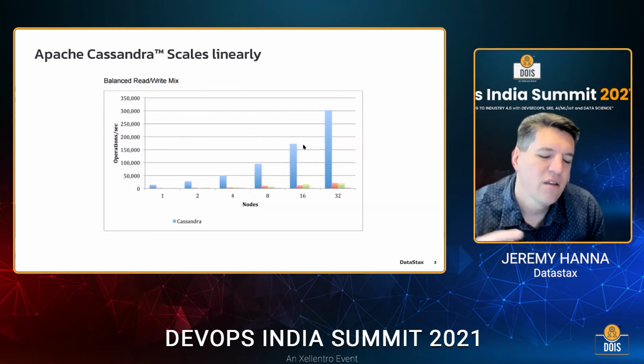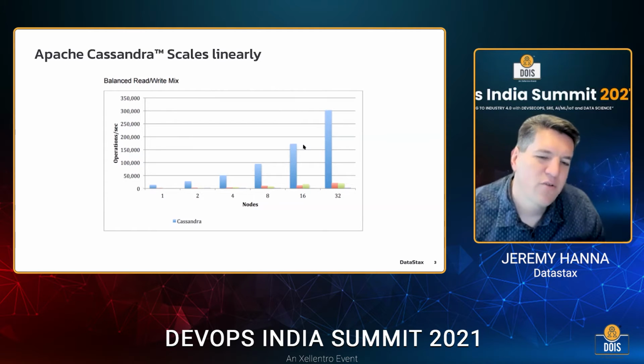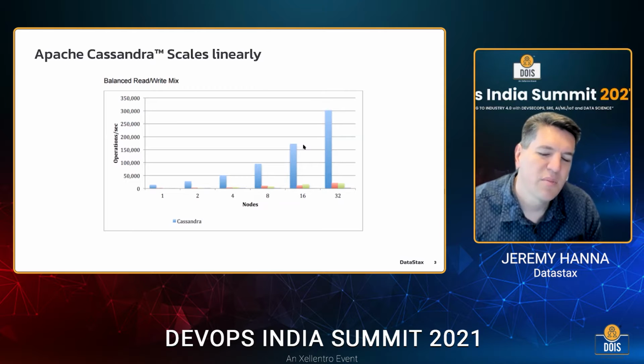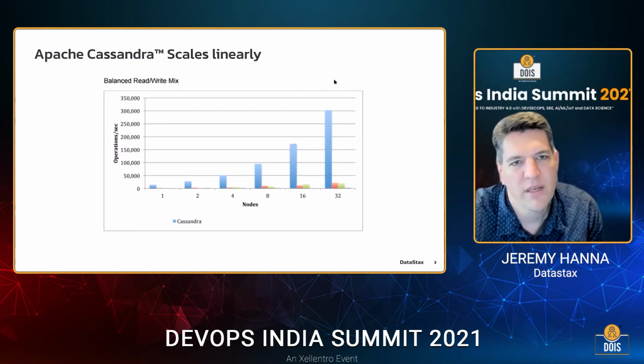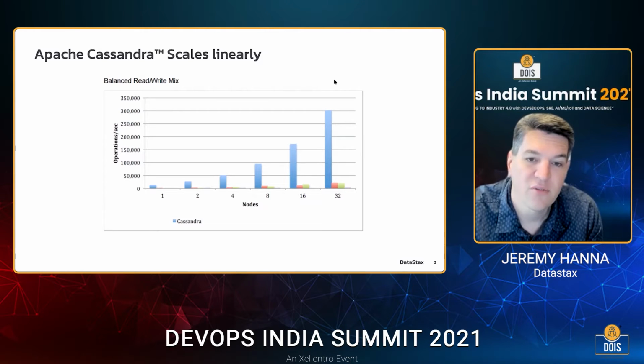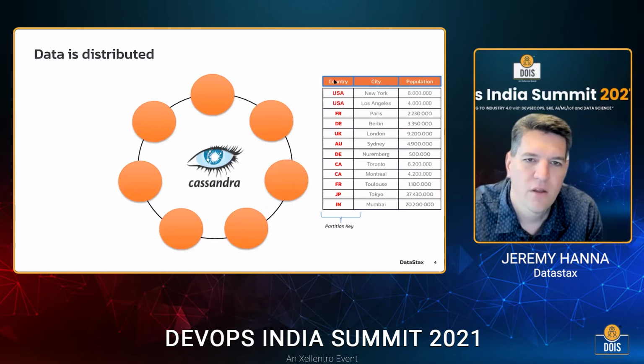So it partitions and replicates the data for you, and then it scales the database for you. And we'll talk about how it does that a little bit before we get into the talk about K8ssandra and the Kubernetes integration with Cassandra. So how does this work?